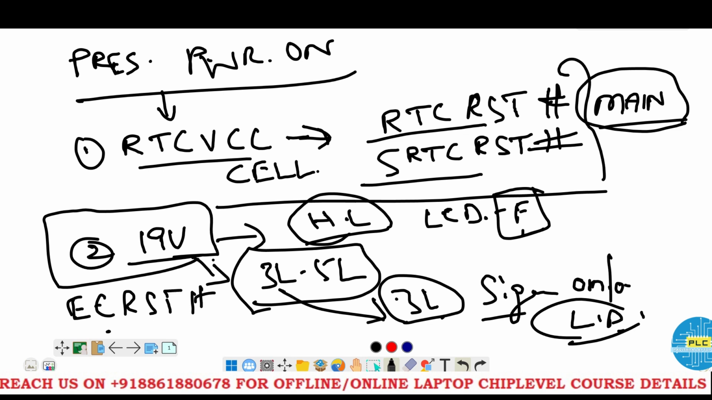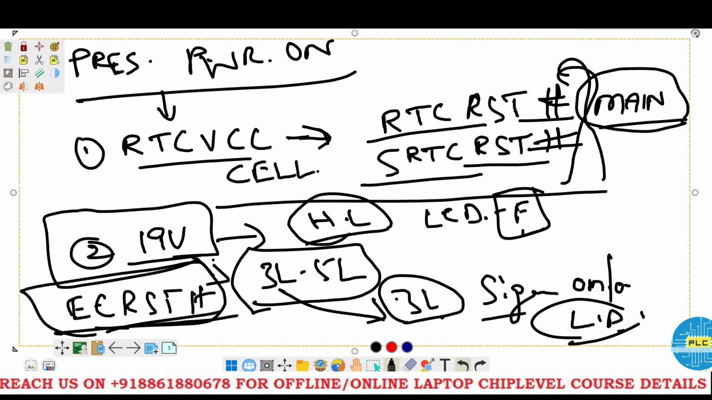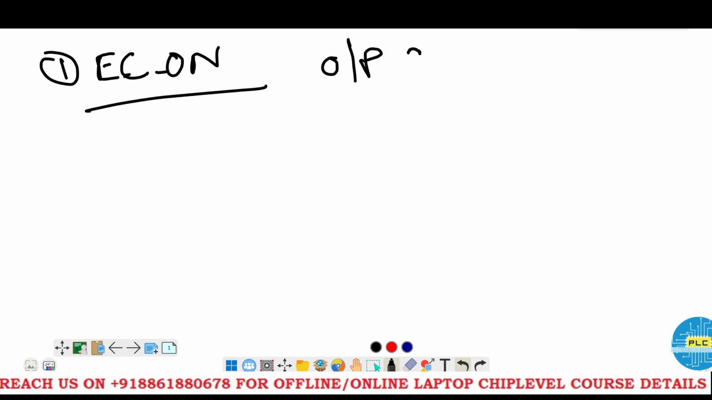This is the second reset. First reset is this one. If we consider these both as one, then the second reset will be ECRST. So after this, what are the changes that will happen? Now the next changes, number one, EC will release EC on as an output signal.